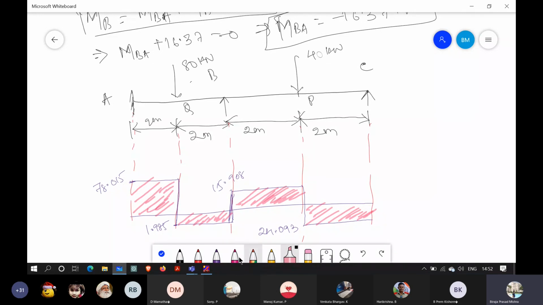This is positive, this is negative, this is again positive, this is negative. The shear force part that is left, we have to do.